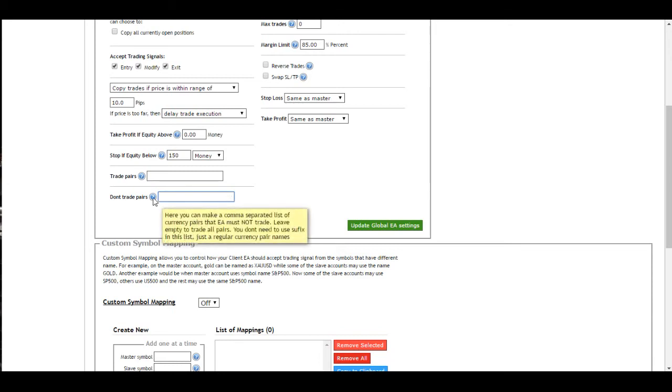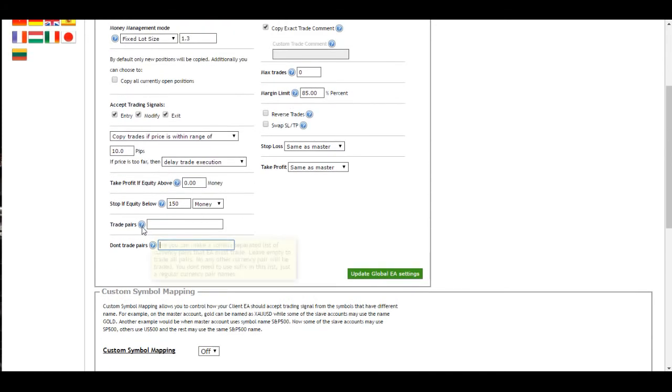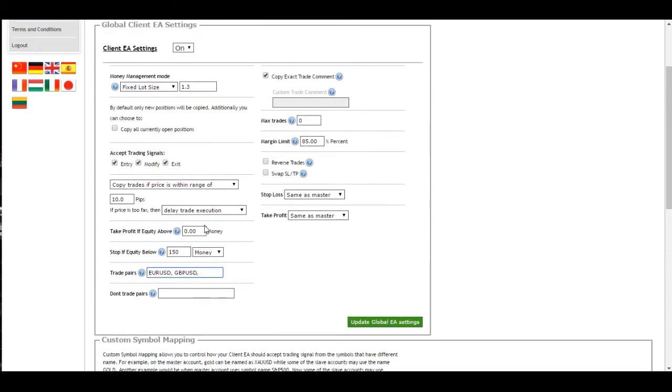So you want to put those in there if your account balance isn't going to be able to handle the drawdown. And this is where you put it if you only want to trade these pairs. No matter who's trading or when they're trading, I want my account to only trade these pairs. If anybody's trading any pair other than what's listed here, it's not going to happen on my account.